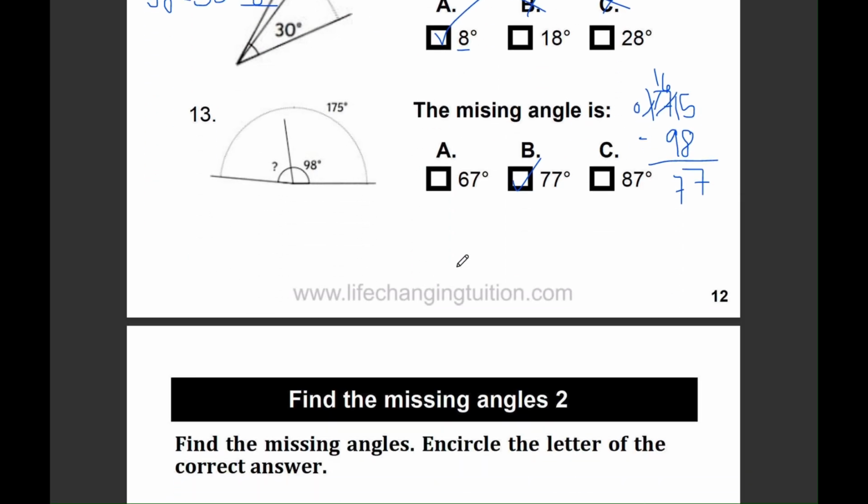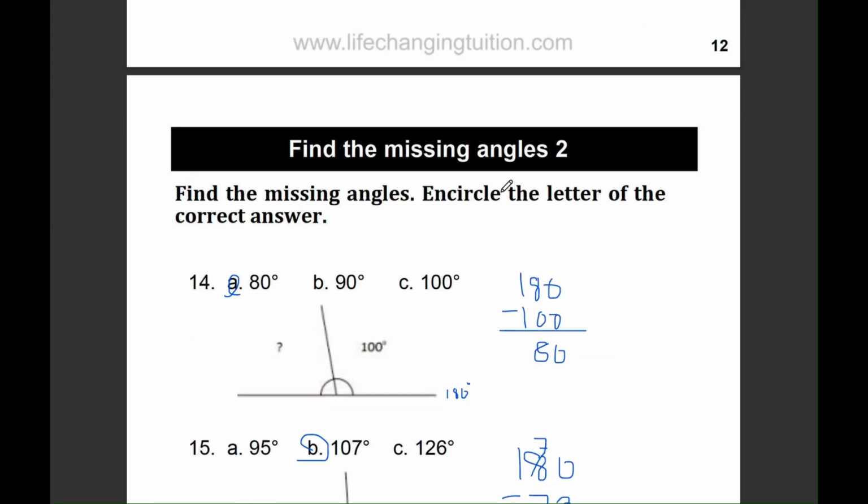Question 13. Find the missing angle, with 175 degrees and 98 degrees shown. Options: 67 degrees, 77 degrees, 87 degrees. Why not? 67 or 87 do not match the straight line relation. Answer: 77 degrees. Formula or working: 175 minus 98 equals 77 degrees.